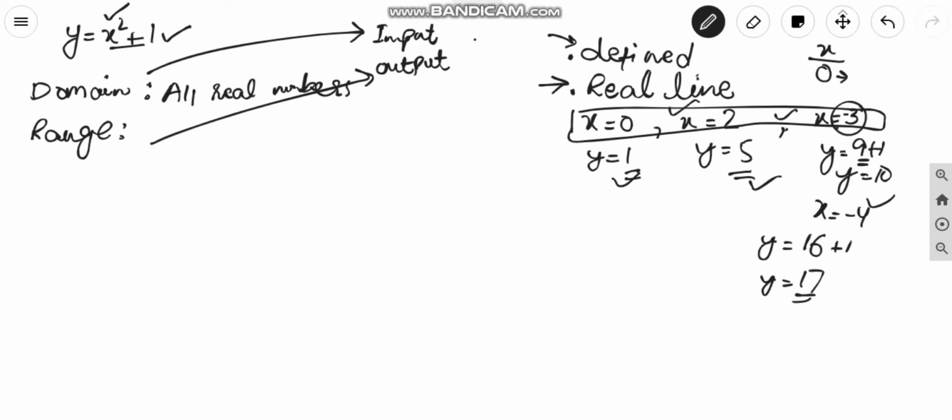So what will be the range? In our case, all answers are positive. So we can say that the range is the set of all positive real numbers.